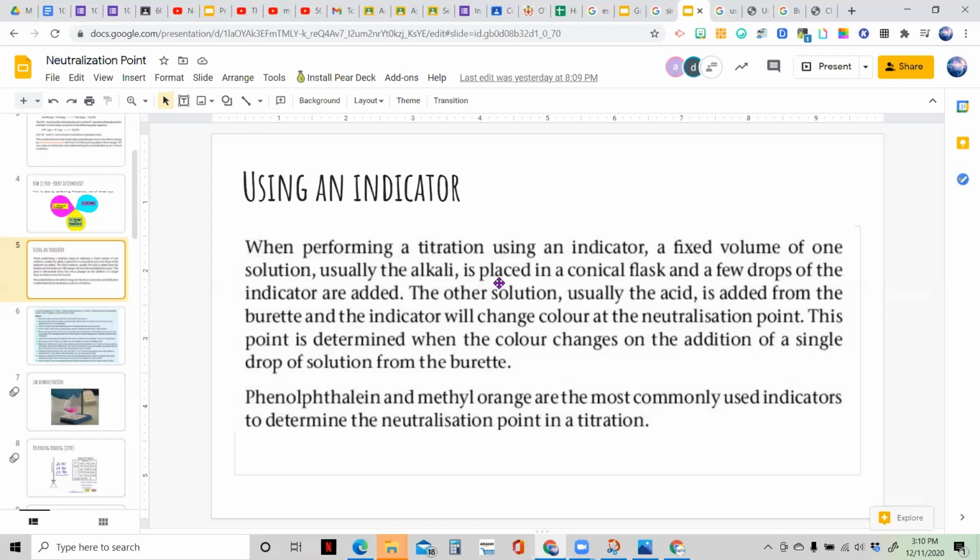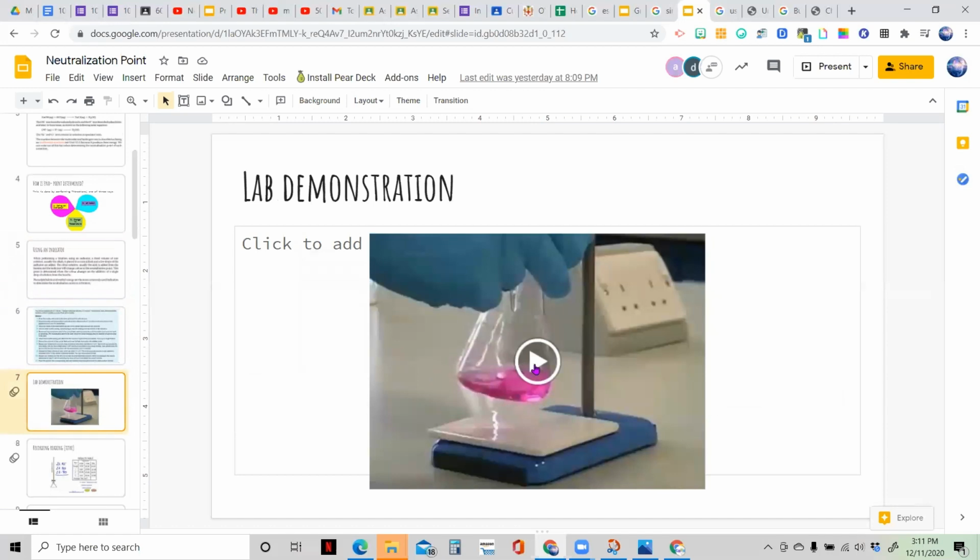So during that reaction, your indicator is going to change colors. We're going to watch a video here now to look at how it is done in the lab. They are using phenolphthalein as their indicator, so we're looking out for a color change of pink to colorless.